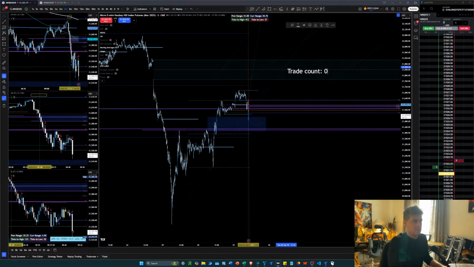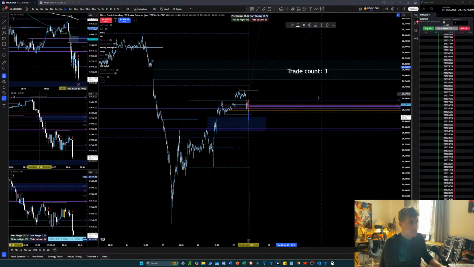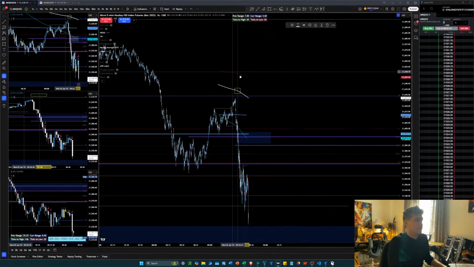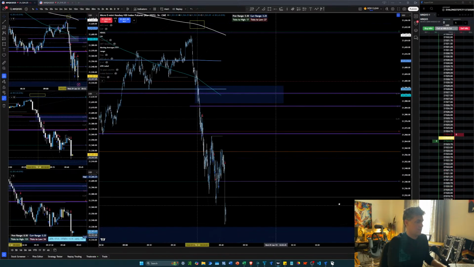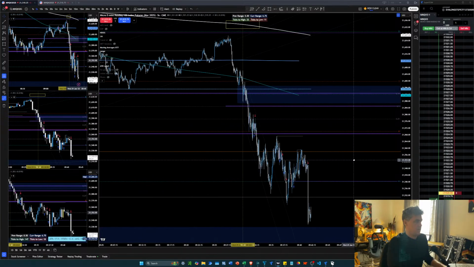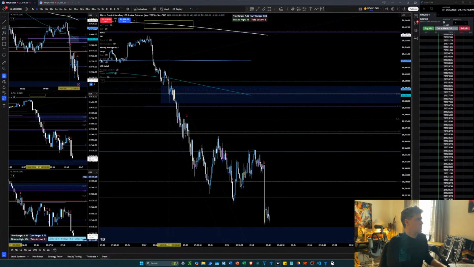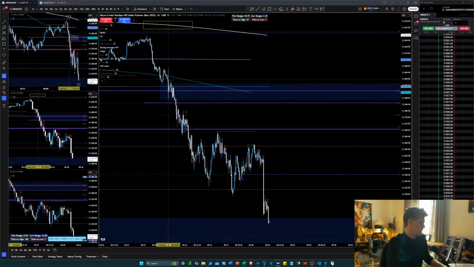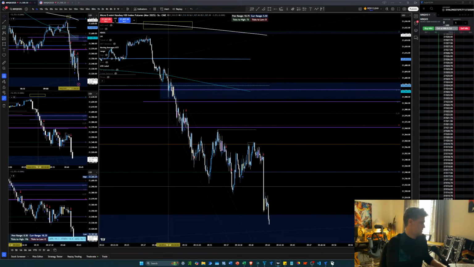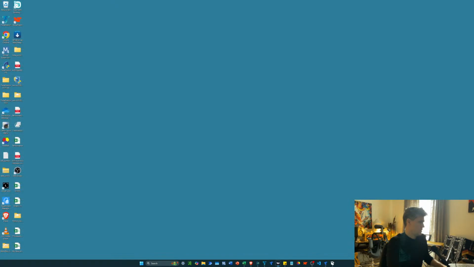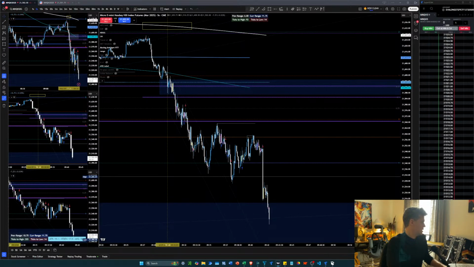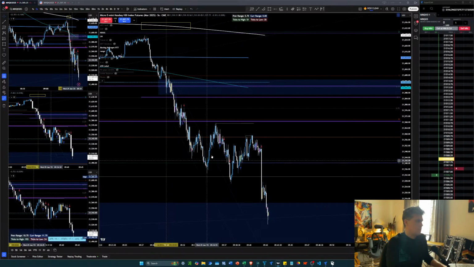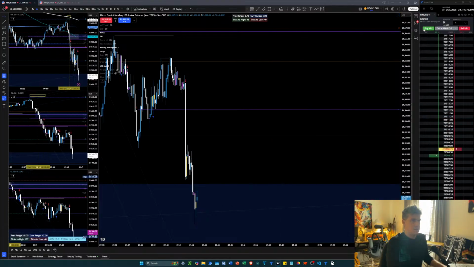Trade count. I'm at 3 trades for the day. All right, I do miss my higher time frame. Let's see what we want to do. $15. Nice. Okay, I'm cool with this.